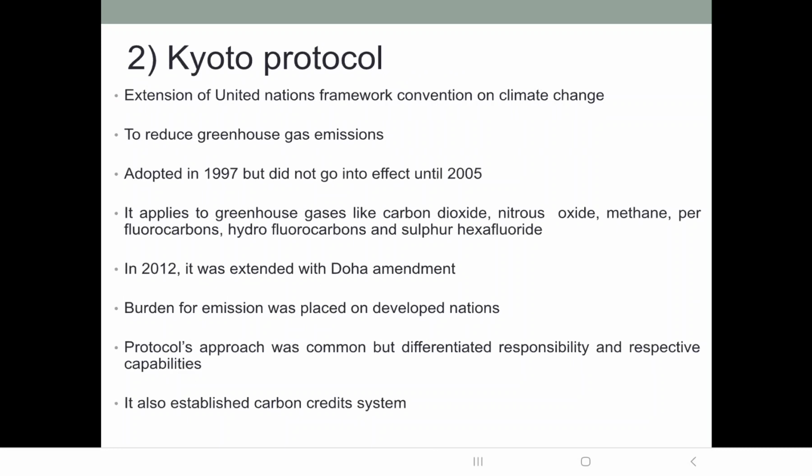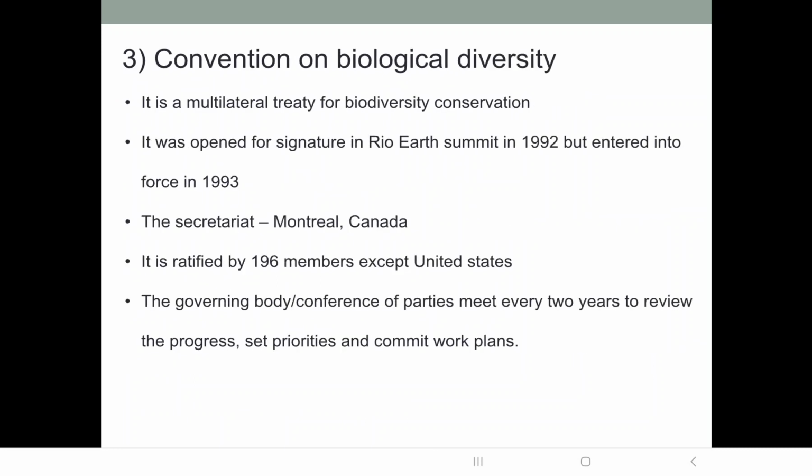Having understood the Montreal Protocol and the Kyoto Protocol, let us now look at the Convention on Biological Diversity. The Convention on Biological Diversity is a multilateral treaty for biodiversity conservation. So far we have seen that there is an agreement for ozone layer depletion, then an agreement for greenhouse gas emissions. Now there is also an agreement for the protection or conservation of biodiversity, which is the Convention on Biological Diversity.